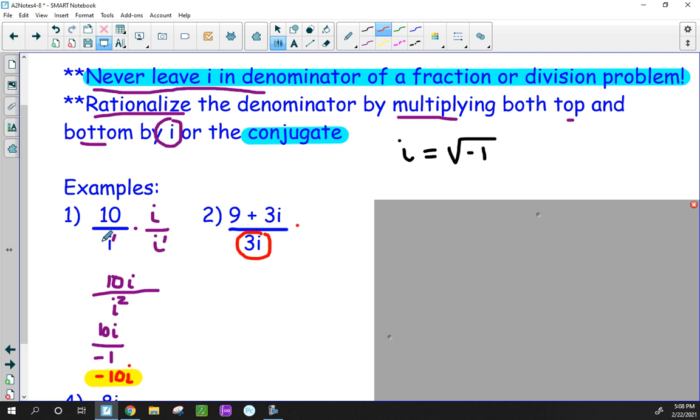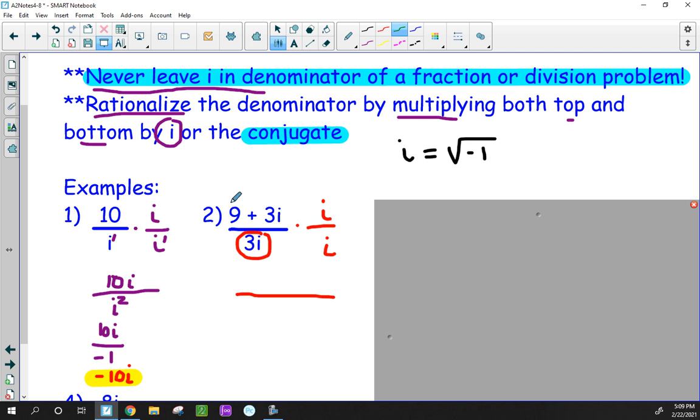So again, just to repeat, anytime you have a problem where there's a single one term on the bottom, if it contains an i, of course, you're going to multiply the top and the bottom by that same value. And remember, this is just a different way to write 1. So I'm not really changing the problem, even though it looks like I am.